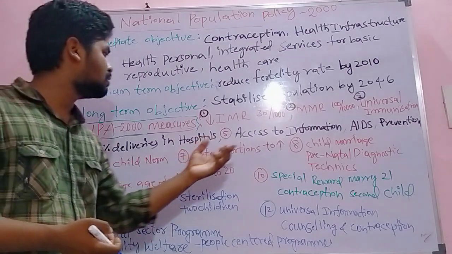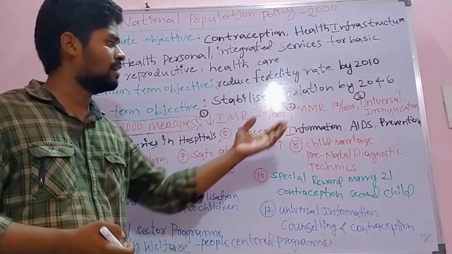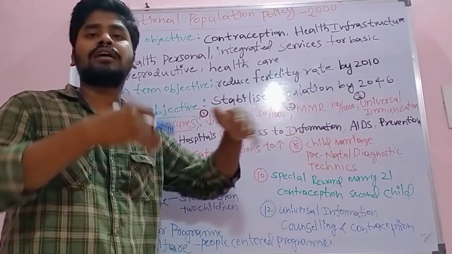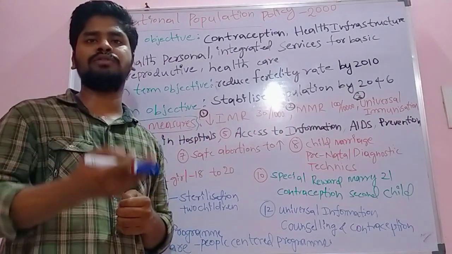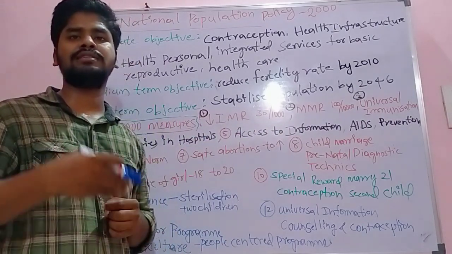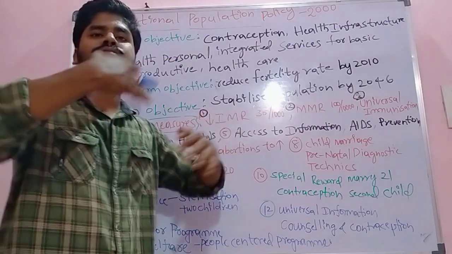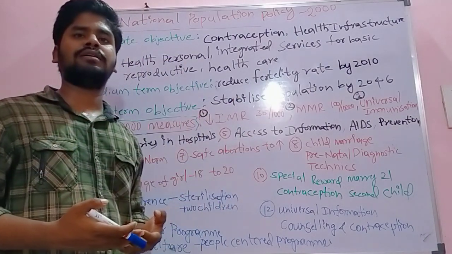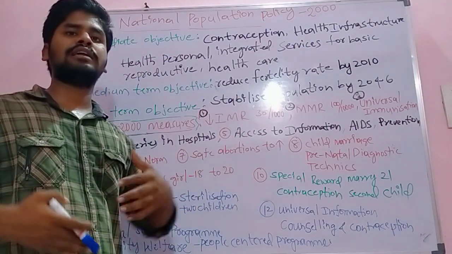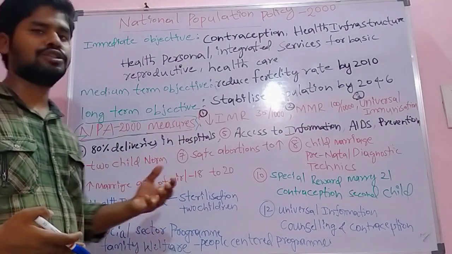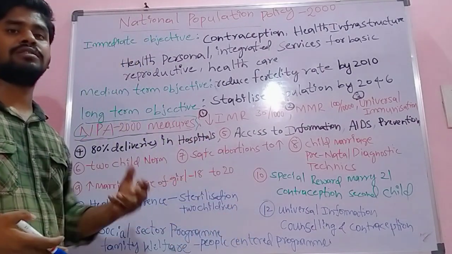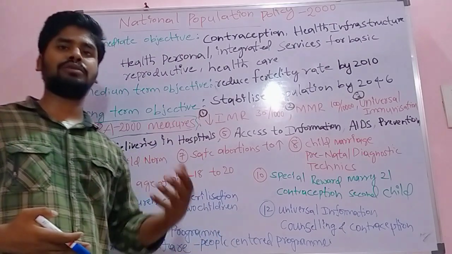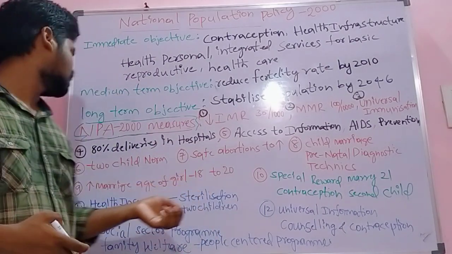Right. And coming to the fifth, access to information and AIDS prevention, that is, prevention of communicable diseases, whatever the diseases. The government has to create awareness for each and every individual about those particular diseases, what the preventions and precautions are.